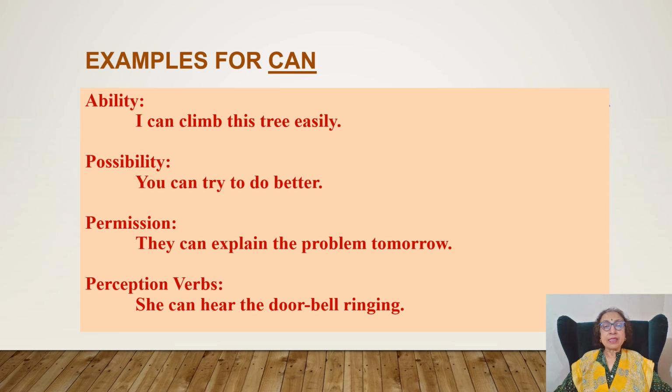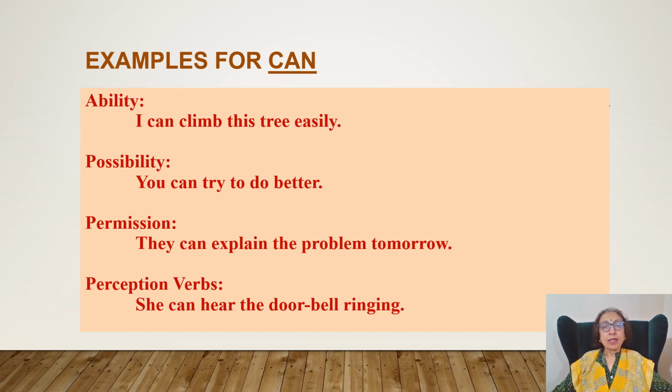So ability is something which you can do. So you say, I can climb this tree easily. Climb is the verb here. I climb this tree is a fine sentence. No problem is there in it. But you can show your ability. The mood of the sentence changes and you say, I can climb this tree easily.